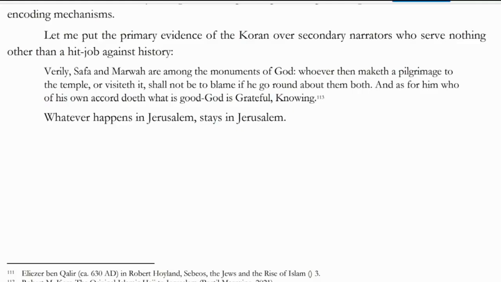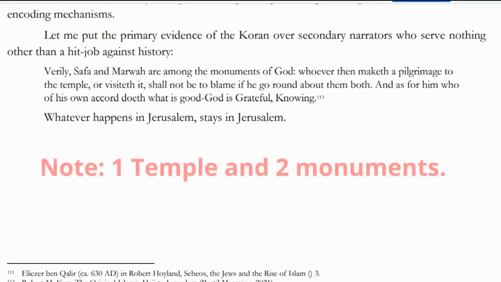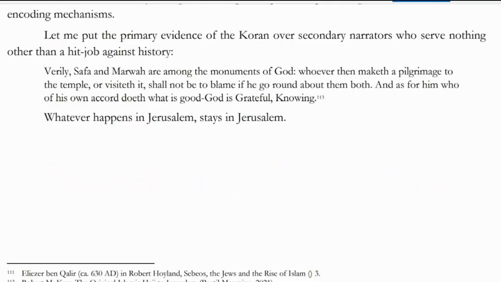Verily, Safa and Marwa are among the monuments of God. Whoever then maketh a pilgrimage to the temple or visit it shall not be to blame if he go around about them both. And as for him who of his own accord doeth what is good, God is grateful, knowing. Whatever happens in Jerusalem stays in Jerusalem, says AJ.